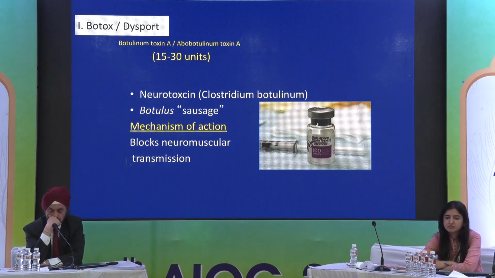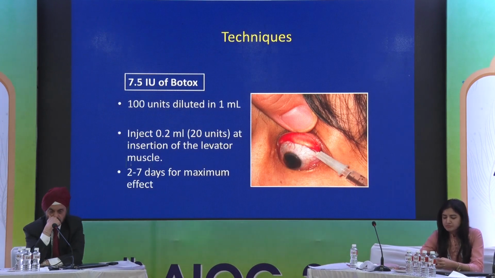You need 15 to 30 units whichever way from the Botox or Dysport, and it acts by blocking neuromuscular transmission at the motor end plate. It usually starts to work in 2 to 7 days, and in 1 week it gets the maximum effect. We usually like to inject it along the upper border of the tarsus this way, and we found that the complication rates, such as double vision or diplopia, are much less when injecting just along the upper border of the tarsus this way.